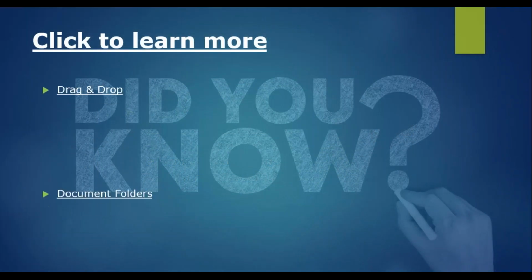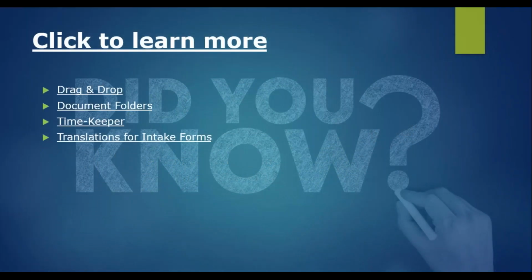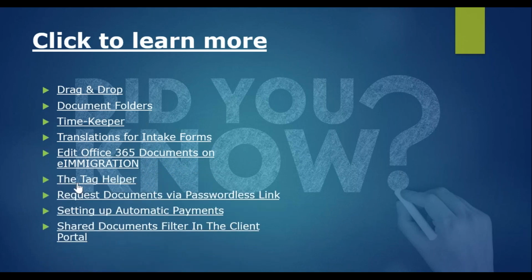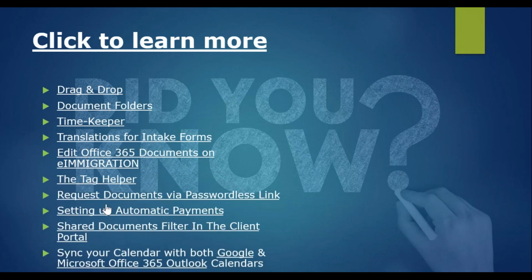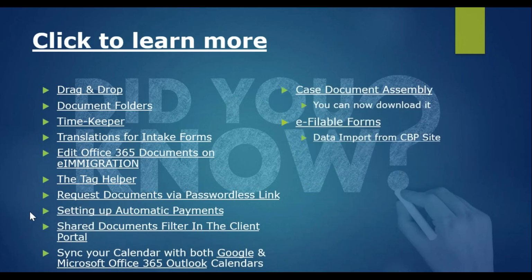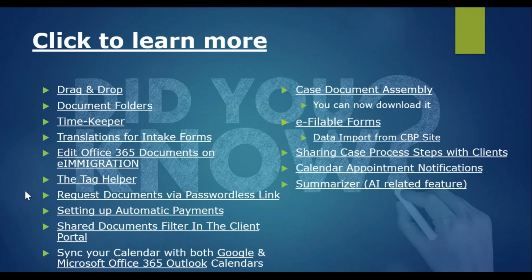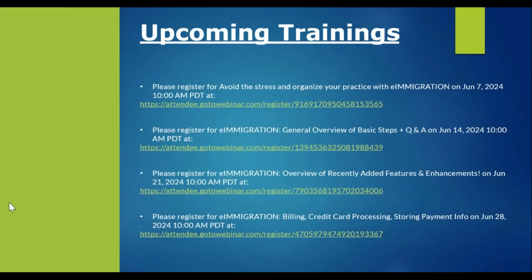And these are links that you can click on to learn more about translations or timekeeper, the tag helper that I talked about today. This is the one that I was telling you how to request the documents via a passwordless link. Anyways, we have e-filing so that you can file the forms online, but also import data from the CBP website, such as the I-94s and the entries. We have new features like the summarizer and the extractor.